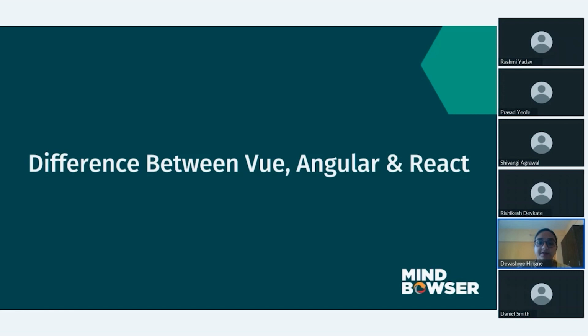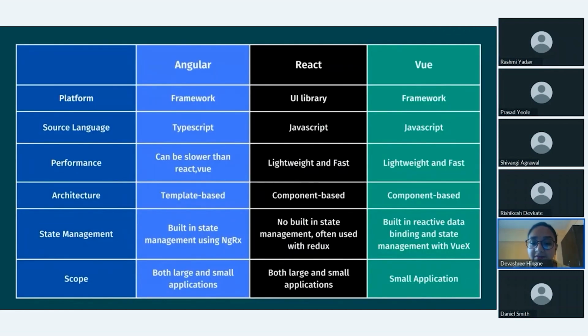Now we will see the difference between Vue, Angular, and React. The question arises: if both React and Vue are using the virtual DOM, why should we choose Vue over React, or maybe Angular? The basic difference is that Angular and Vue are frameworks, and React is a library. The source language for Angular is TypeScript, whereas for React and Vue we use JavaScript. As Vue and React use the virtual DOM, they are lightweight and fast, whereas Angular is a bit slower than React and Vue because it uses the real DOM. Architecture-wise, Angular uses a template-based architecture, and React and Vue use a component-based architecture.